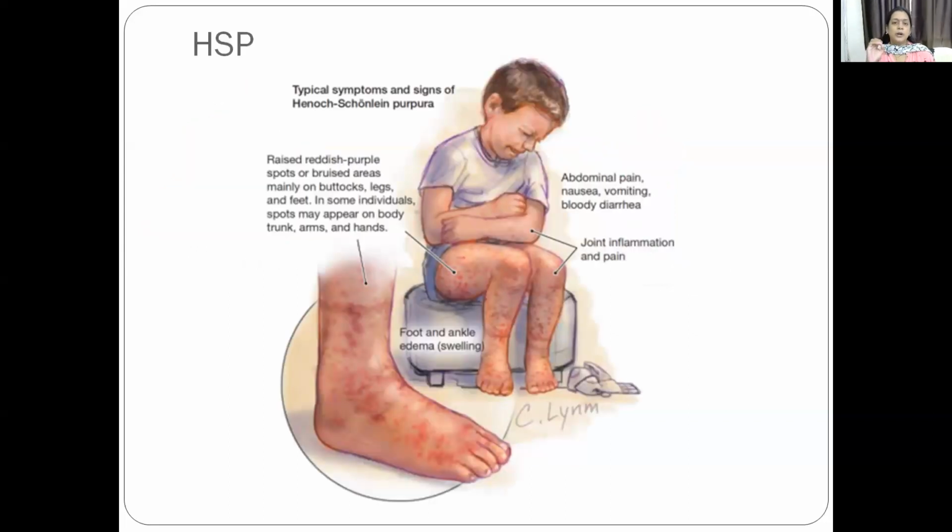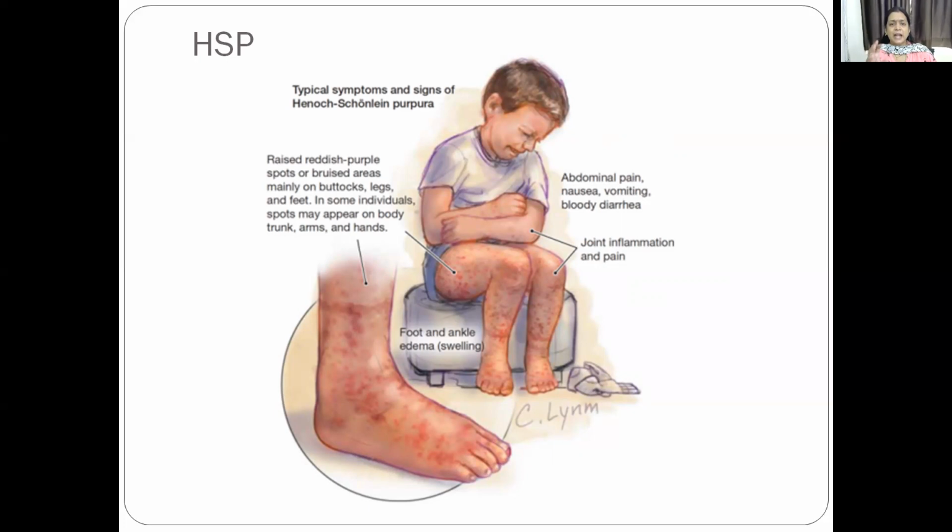The Henoch-Schönlein purpura again has IgA deposits in the mesangium. But in addition to that, there will be vasculitis. Vasculitis can be seen in the skin and gastrointestinal tract. So there will usually be symptoms of vasculitis, that is, purpuric lesions on the extensor surfaces like the buttocks, legs and the feet. And then there can be abdominal pain and intestinal bleeding. And in addition to this, there can be joint inflammation and pain.